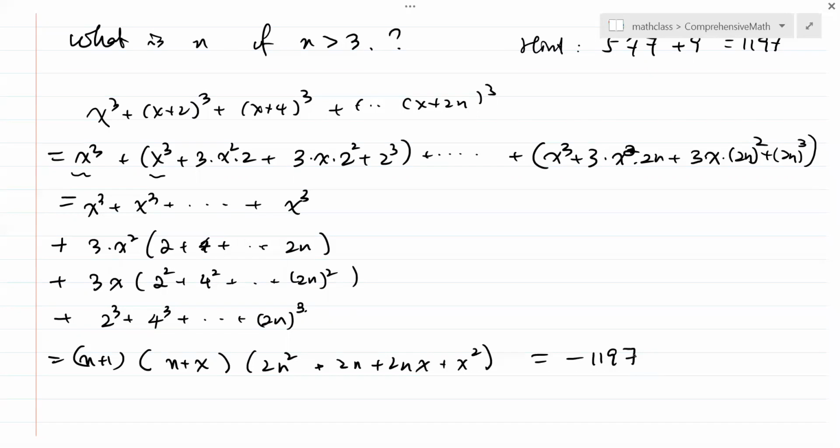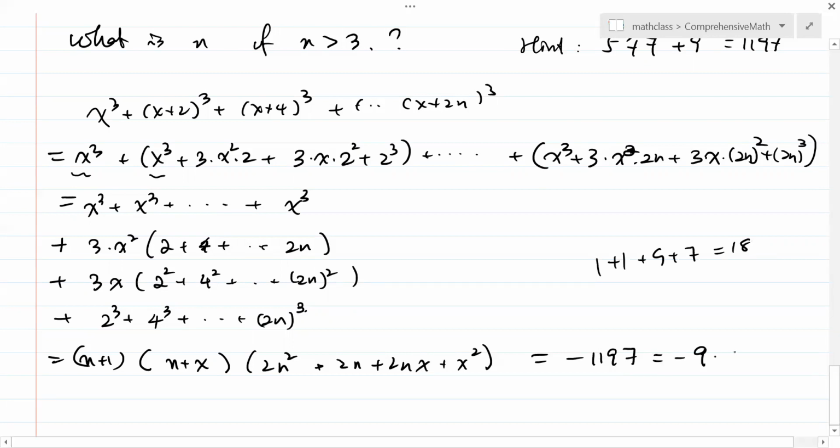You add those digits together, 1 plus 1 plus 9 plus 7 is going to be 18. 18 is divisible by 9. So you divide by 9, then later you can figure out it's also divisible by 7, and so on. And this is what you can get. It's going to be 7 times 19. So you have a product of that, and then you can try possible solutions.